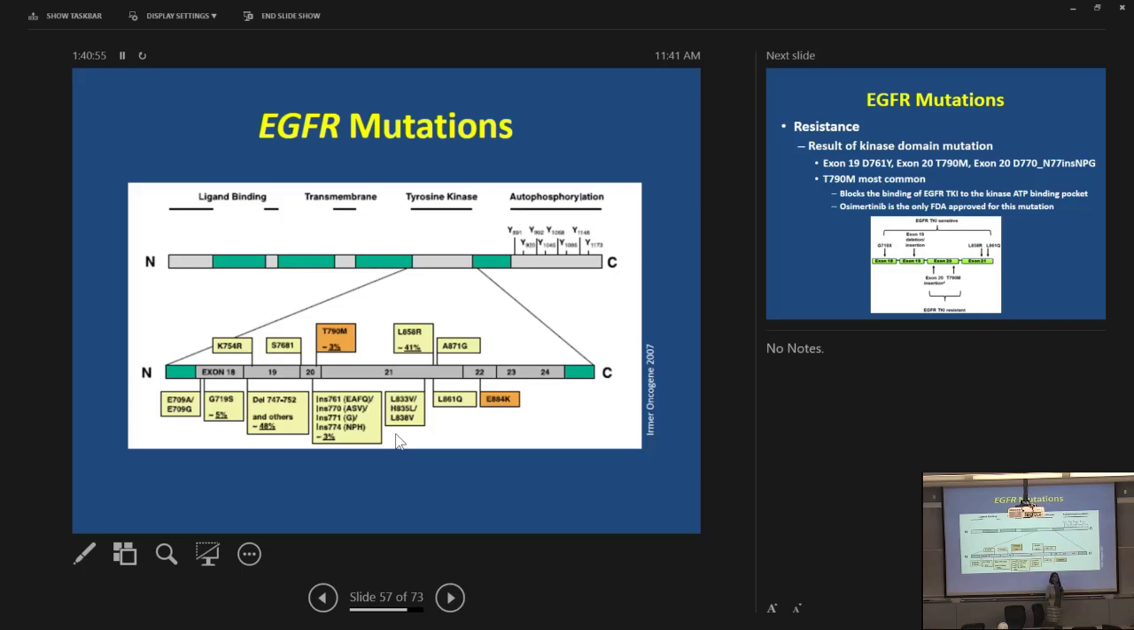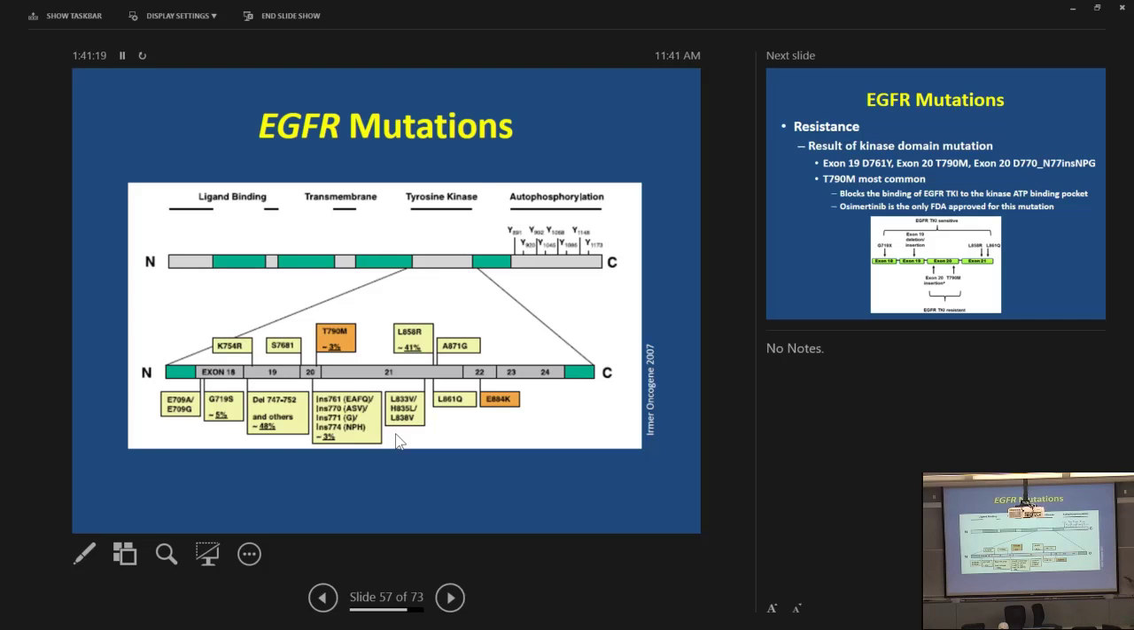T790M. And what do we know about T790M? Okay, so it's resistant, right? Erlotinib's resistant to it, afatinib's resistant to it, gefitinib's resistant to it, right? So that mutation doesn't confer sensitivity to those drugs, right? So that's where we had to develop osimertinib to work against that T790 mutation.